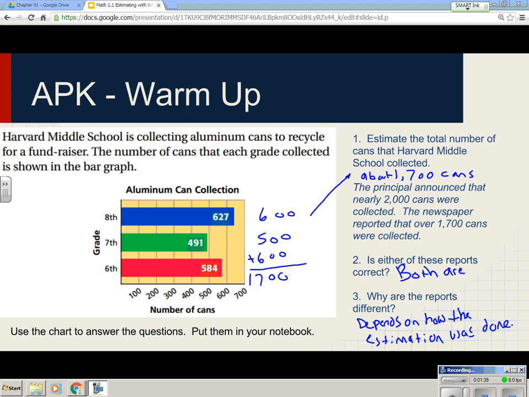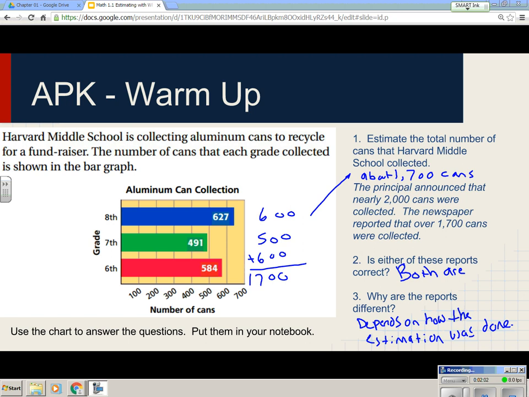So here are my answers, and yours might be close, yours might be a little different, and that's totally fine. So here's what I came up with. Number 1 is to estimate the total number. Well, I decided to round the 8th grade to about 600, 7th grade to about 500, and 6th grade to about 600, made for easy math. I got about 1,700 cans for number 1.